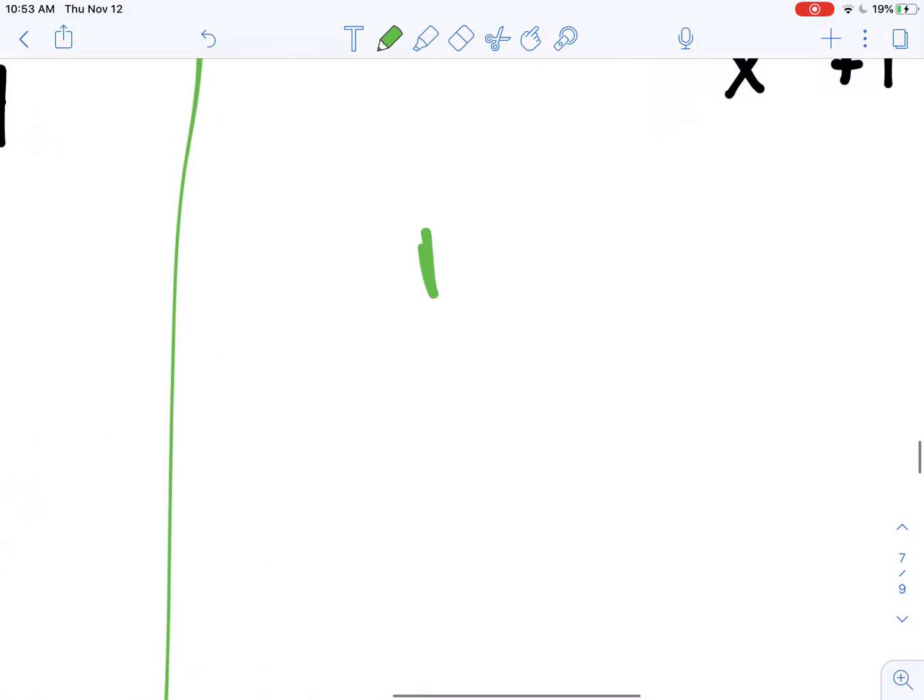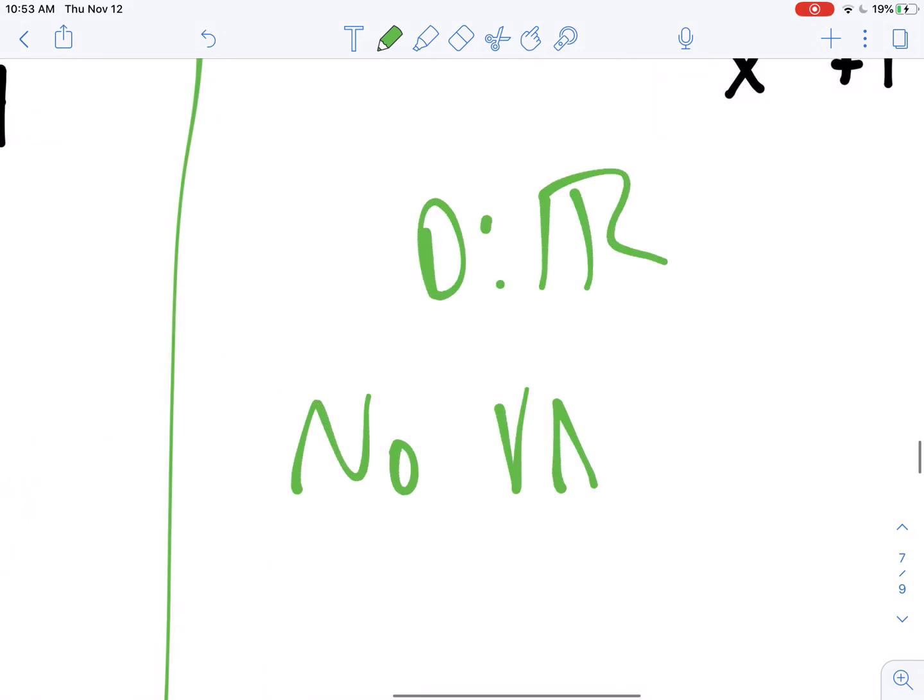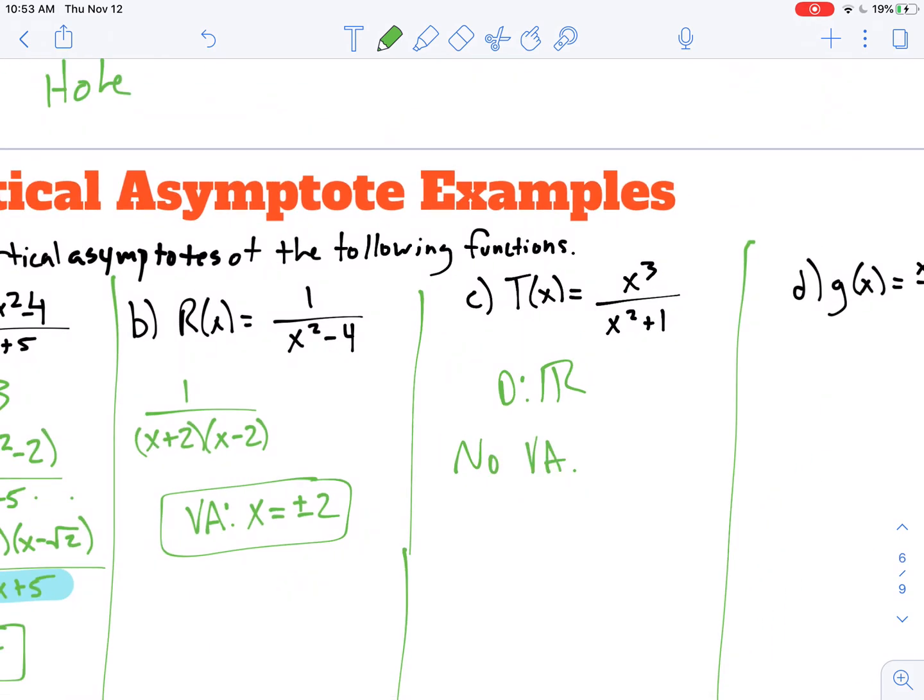With C, my domain was all real numbers. If I have a domain of all real numbers, I can right away say that there's no vertical asymptotes. If you have any domain that is all real numbers, it's just impossible. The only place that a vertical asymptote exists is at a domain restriction. It can't exist at that value. So if we have a graph that can exist at all values, we don't have any vertical asymptotes.